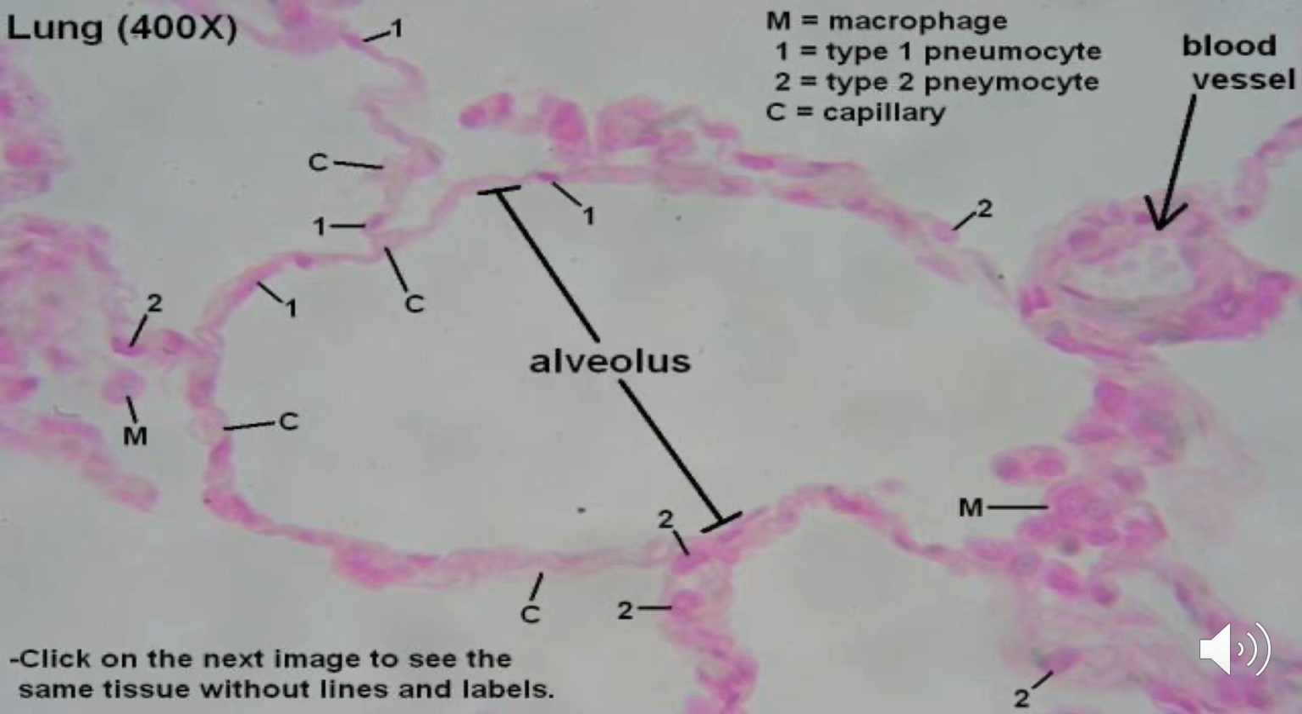And then take a look at the cells labeled with number 2. What do you notice? They are not squamous, they are not flat. Instead, they are cuboidal, and they are called the type 2 pneumocytes. Looking at the picture, it's very obvious that the type 1 is more common than the type 2.